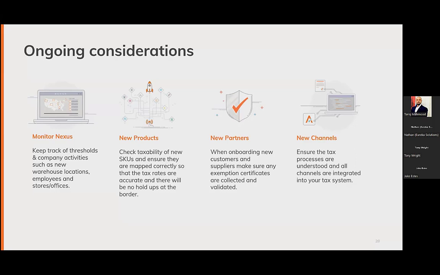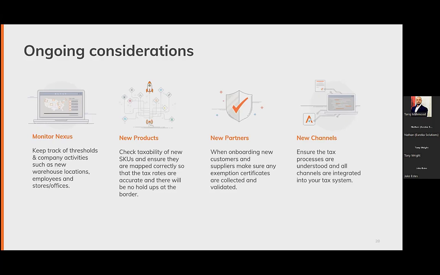And if you're launching new channels, make sure you understand the tax process. For example, if you decide to sell through a marketplace facilitator, the marketplace is responsible for collecting and filing taxes. A lot of states will count the transactions towards the threshold which you would need to monitor. And of course, you would need to ensure all your channels are integrated into the tax system, because if you're filing returns and reporting to the authorities, they want to know about the company, not just know a specific sales channel. That being said, these are all things we can help you automate and monitor.